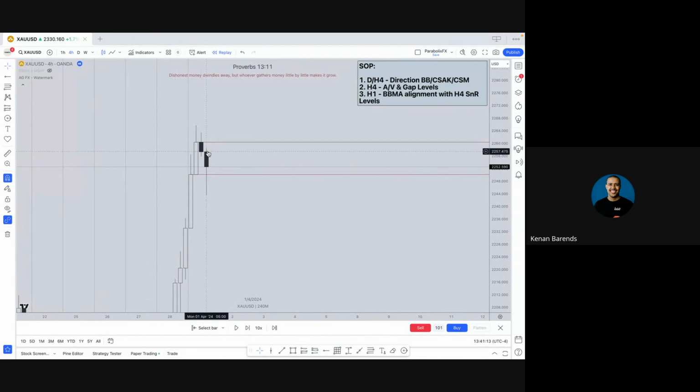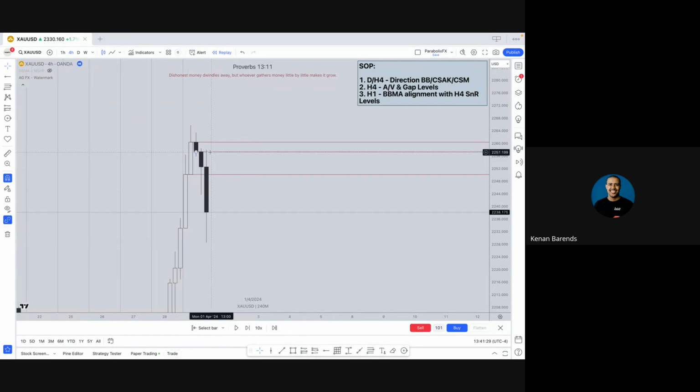Okay, as you can see, price came down. It really wicked long into here. So there was probably not an entry there. In this case, you would look for the 9 a.m. candle. But what do you have now? You've got a gap level over there. Okay. There's our entry.